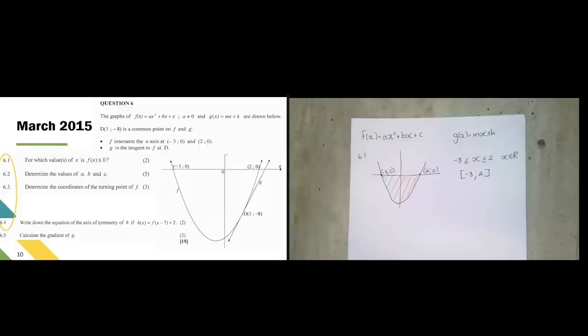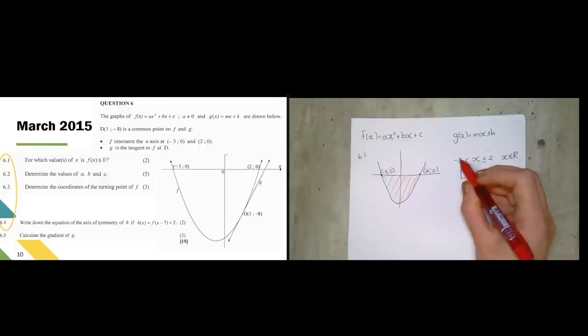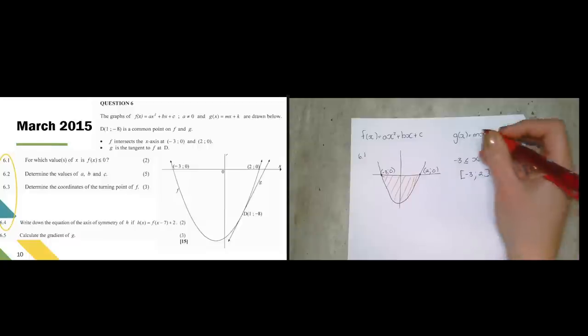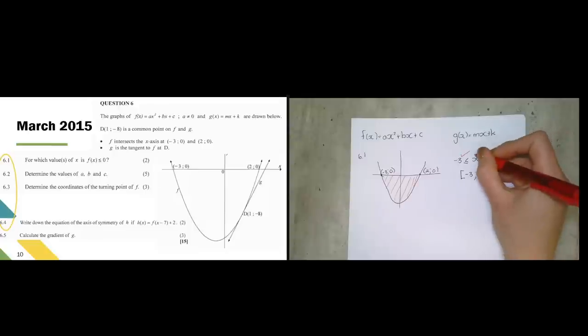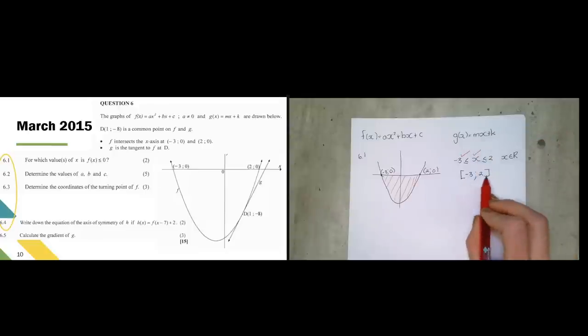This was 2 marks. It was a mark for determining the critical values. So a mark for the negative 3 and a 2. And then a mark that your signs, your notation was correct. So if you used the second method, a mark for the negative 3 and a 2, and a mark that you had square brackets.